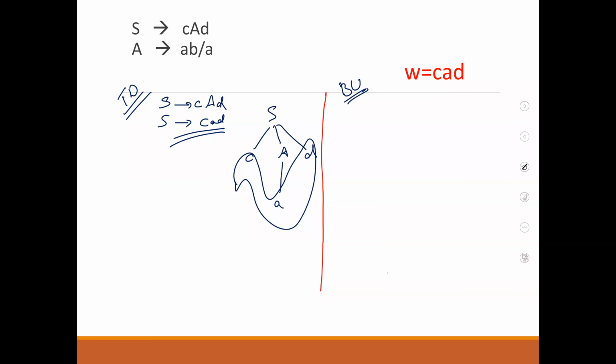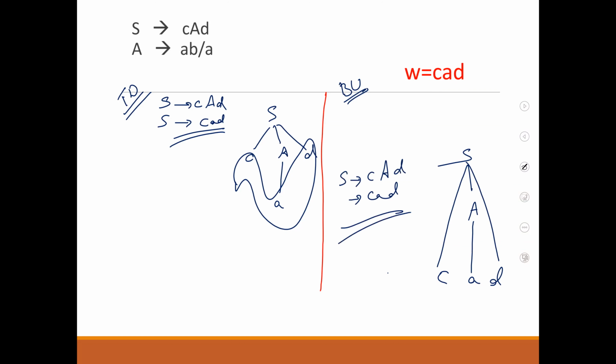Okay. The tree will be different for bottom up. At the end, you want to get S. So what can you do? You can replace this to A, S. Okay. So when you write CAD, it's just two steps. It looks the same. The steps look the same, but the tree is completely different. Look at the leveling of the tree. The tree which you generate with top down will be different from bottom up.